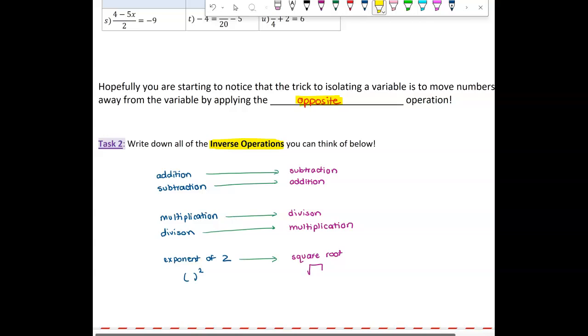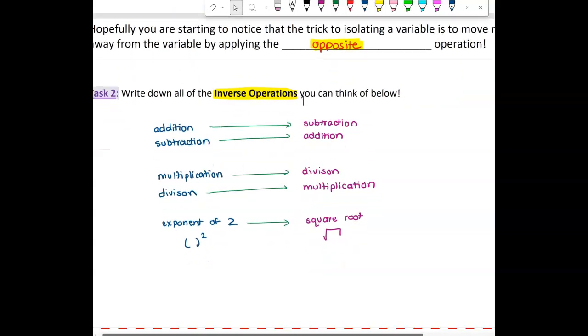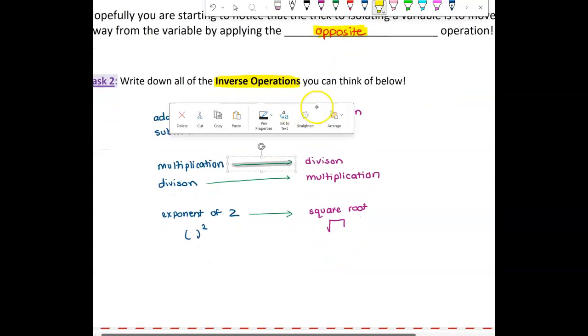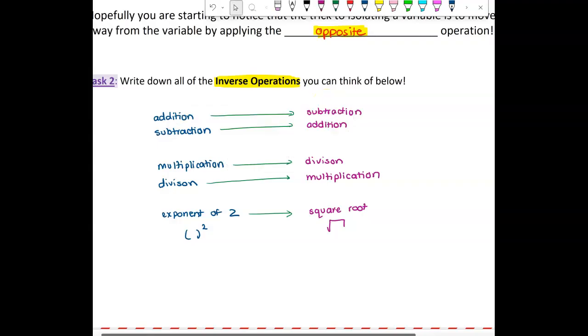So if you think of the opposite operation, what are they? Well, for addition, it would be subtraction. For subtraction, it would be addition. For multiplication, it's division. For division, it's multiplication. And then if you have an exponent of 2, then it's the square root, okay? So the exponent of 2, to get rid of that, the opposite of that is square root.